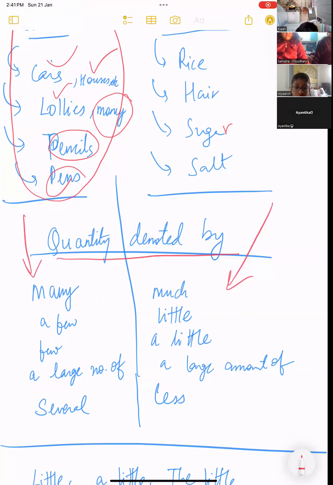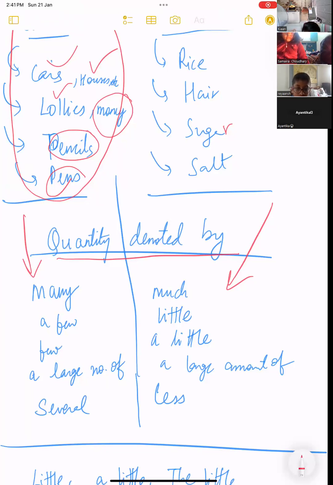I'm going to say there are few kids present in the class today. Will I say there are less kids in the class today? We often make that mistake, children. Grammatically, it is wrong. Okay? We will say there are few kids in the class today because we can count the number of kids.